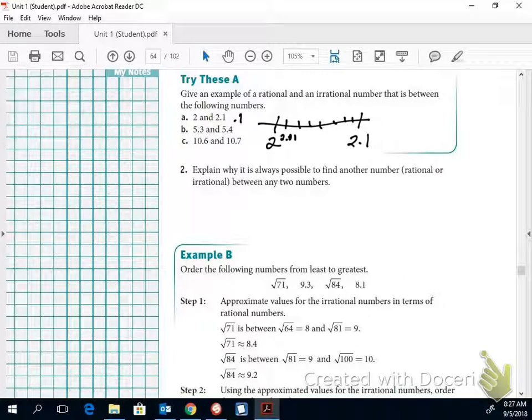Can you give me another one? 2.02. Sir, I have a question. How does that work? Because the 1 and the 2 are in the hundreds place. So how does that make something go to the tens place? The 1 and the 2 are in the hundredths place. You are correct.